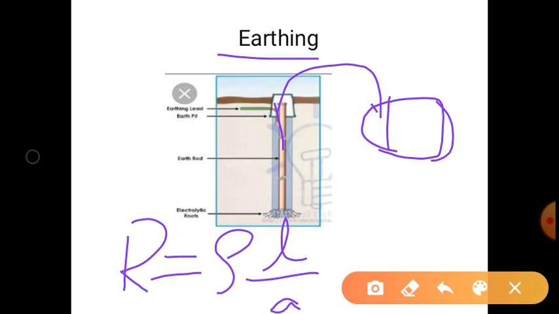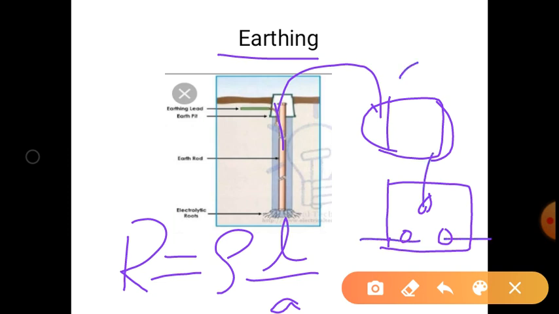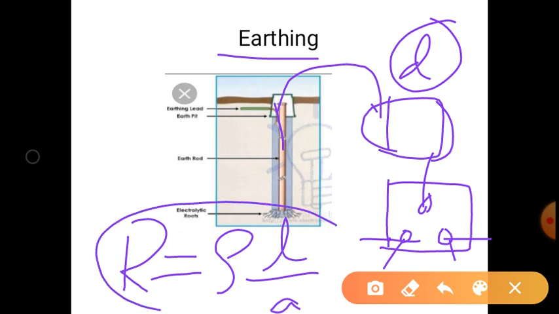In a socket board, you might have seen there are 3 points: phase, neutral and earthing. The diameter of the earthing point is more compared to the phase and neutral. Why is it more? There is one equation here. The length and resistivity are constant. If the area of the conductor increases, resistance decreases.